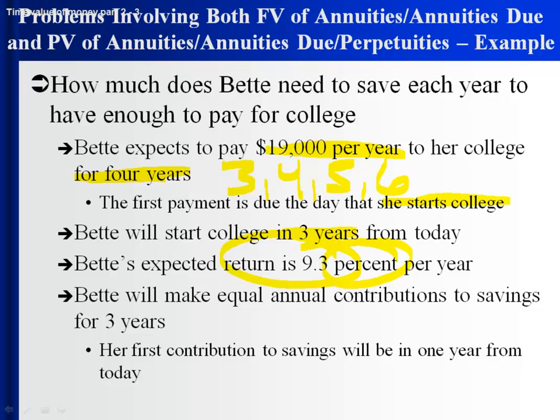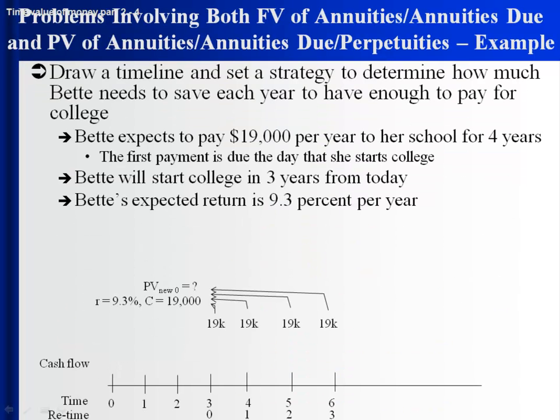In order to get enough money to pay for college, she's going to make equal annual contributions for 3 years, and the first one will be in 1 year. So in 1, 2, and 3 years, she's going to put money into an account, and then she's going to take the money out in 3, 4, 5, and 6 years. So let's put that all in a timeline.